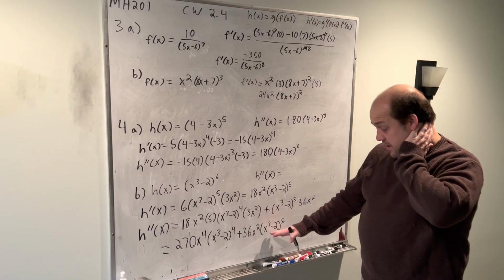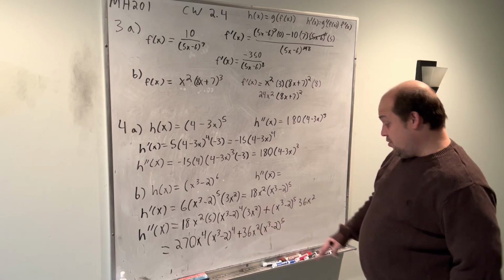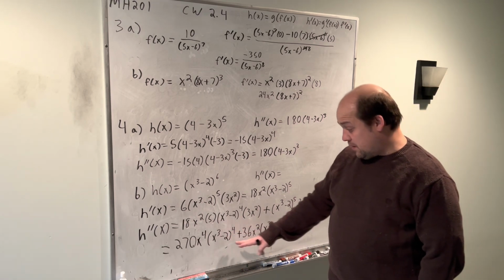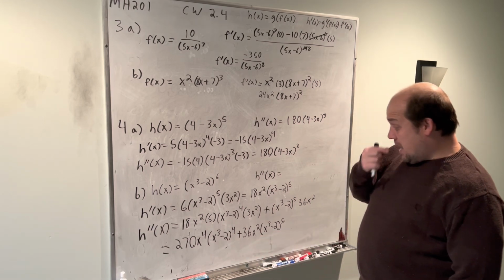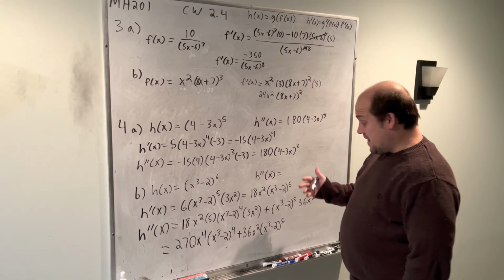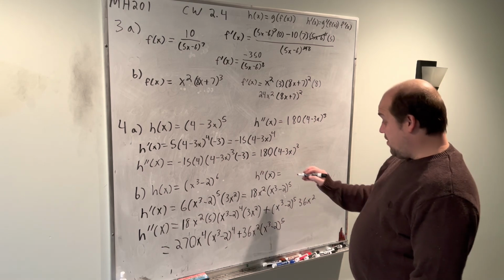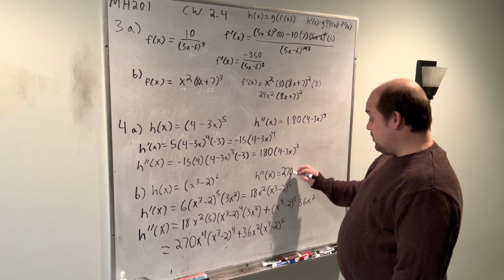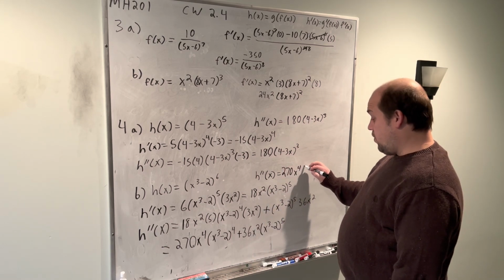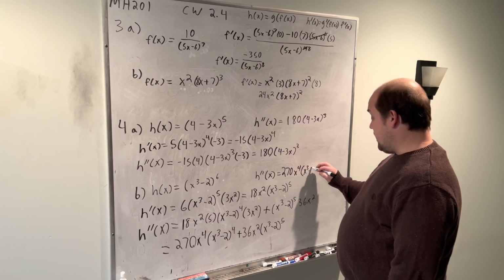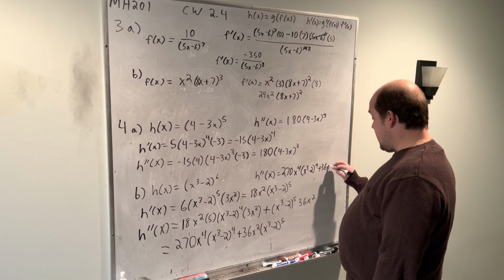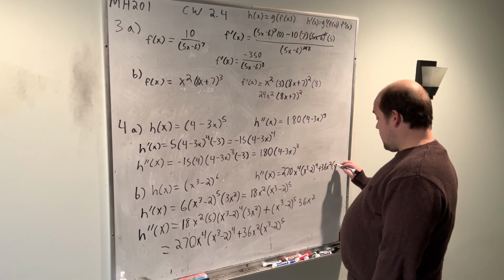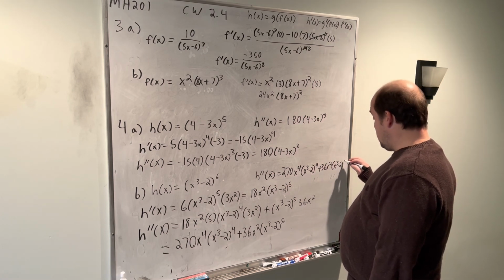If I wanted to, I could factor out 4 of these x cubed minus 2's. I could factor out 36 that does go evenly into that, x squared. I'm going to leave it without factoring stuff like that out, just as it is written here. So my final answer is going to be 270 x to the 4th, x cubed minus 2 to the 4th, plus 36 x squared, x cubed minus 2 to the 5th.